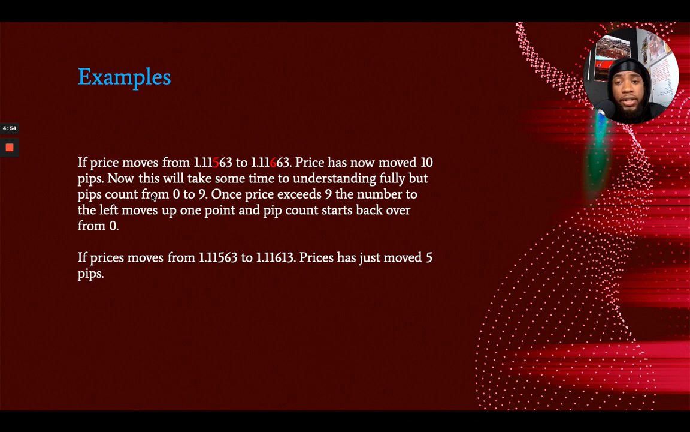Now, this will take some time to get some understanding fully, but the pip counts actually go from 0 to 9. So once price exceeds 9, it just restarts back at 0 and moves the number to the left of it up, right? So it moves up 1 point and pip count starts back over at 0. So the price moves from 1.11563 to 1.11613. Price has now just moved up 5 pips.